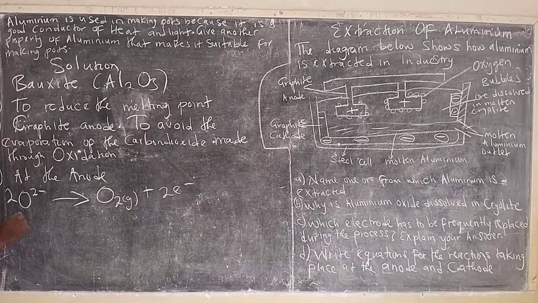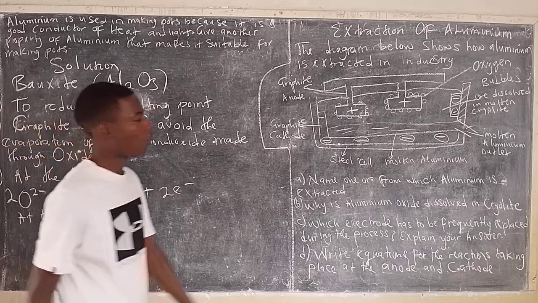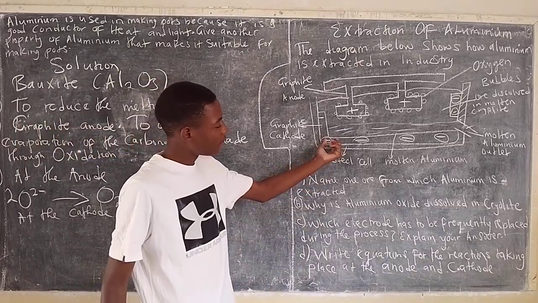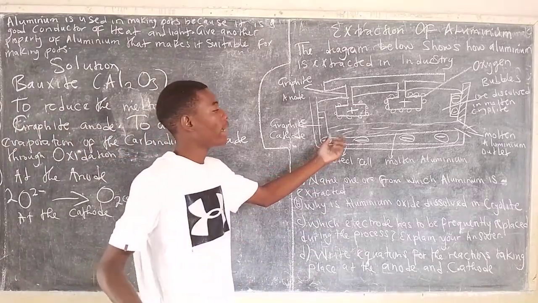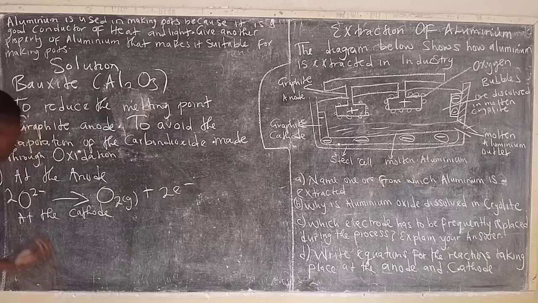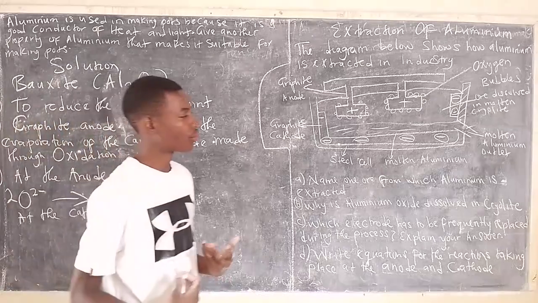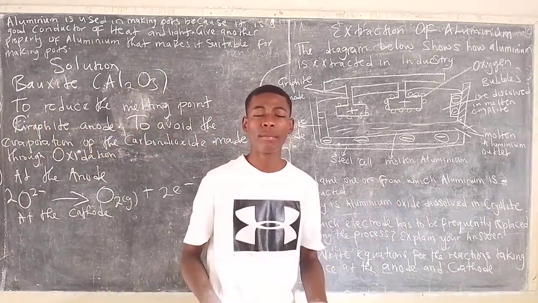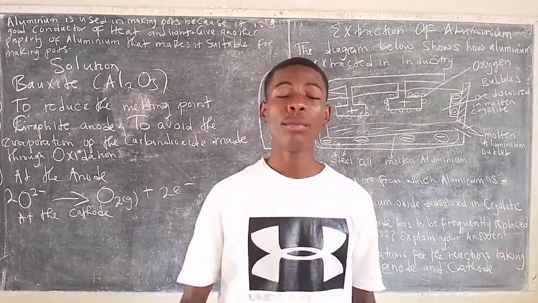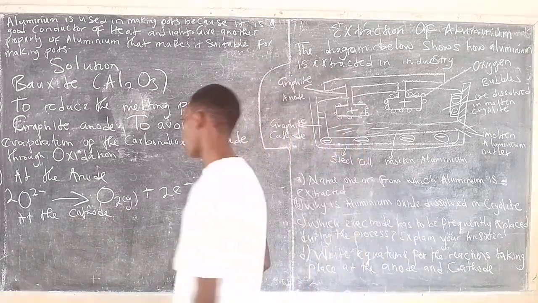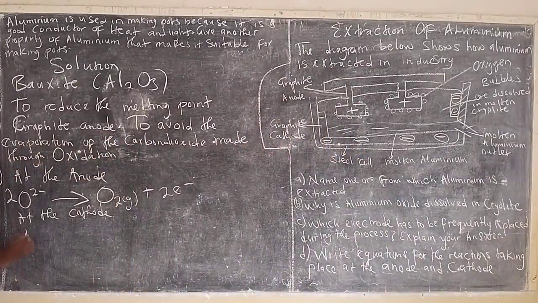Then if you look at the cathode, as you know, the principle is that because it is negatively charged, the positive ions will migrate to it. So at the cathode, we are going to find that the aluminium which we want to extract is the one that will migrate there, because the aluminium ion is positively charged. So we are going to say aluminium, which is just Al.